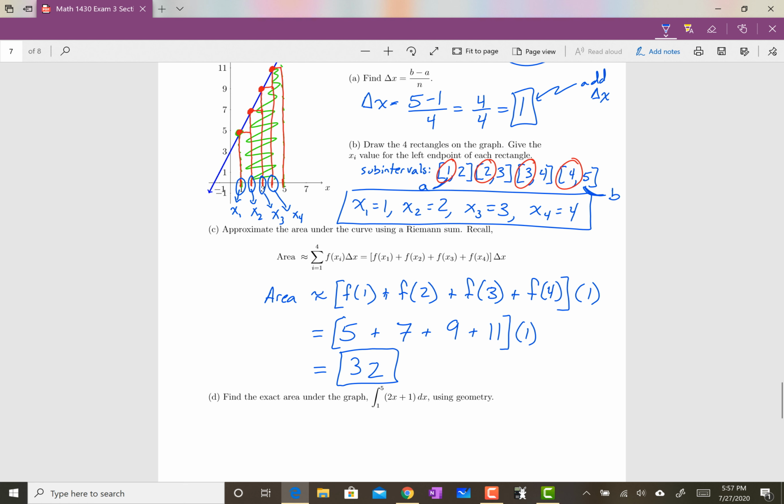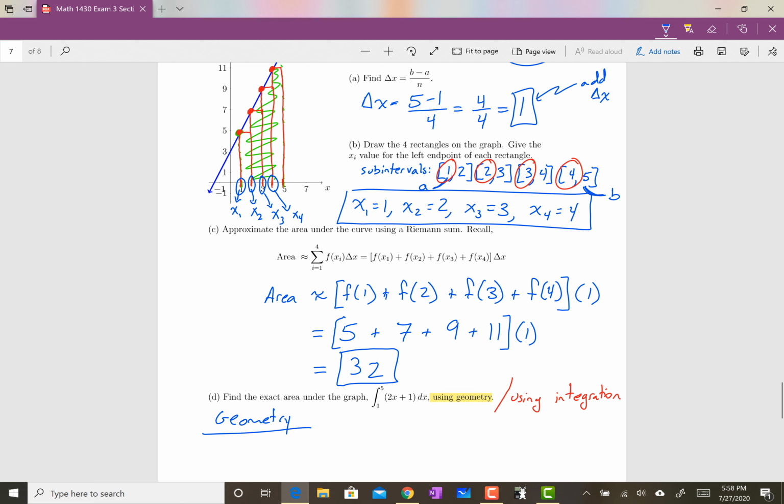Okay, the last question, find the exact area under the graph, the integral from 1 to 5 using geometry. Okay, so I'm going to actually do this two ways. I'm going to do it using geometry, and then I'm also going to show you how to do it using what we already did a bit of practice on, integration. Okay, so let's start with geometry.